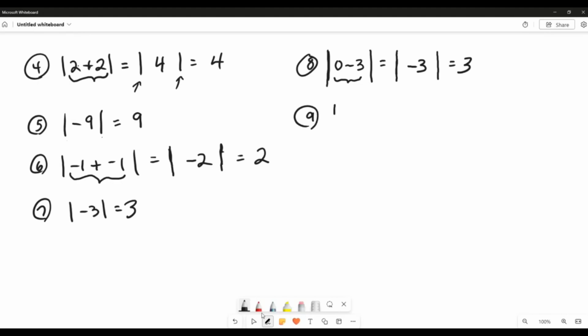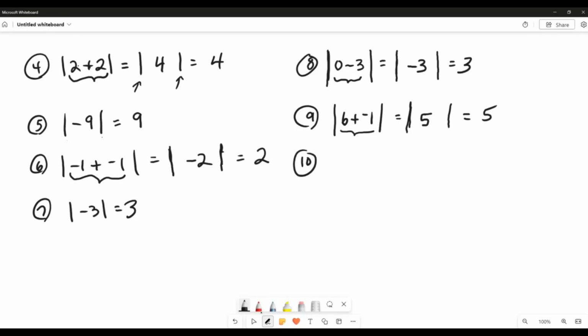Number 9 is the absolute value of 6 plus -1. So there's a bunch of stuff inside the absolute value bars. We've got to fix that first before we take the absolute value. So I need to clean up 6 plus -1. What is 6 plus -1? Okay, correct. 6 plus -1 is +5. Now we can take the absolute value of +5 and we get 5 as our answer.